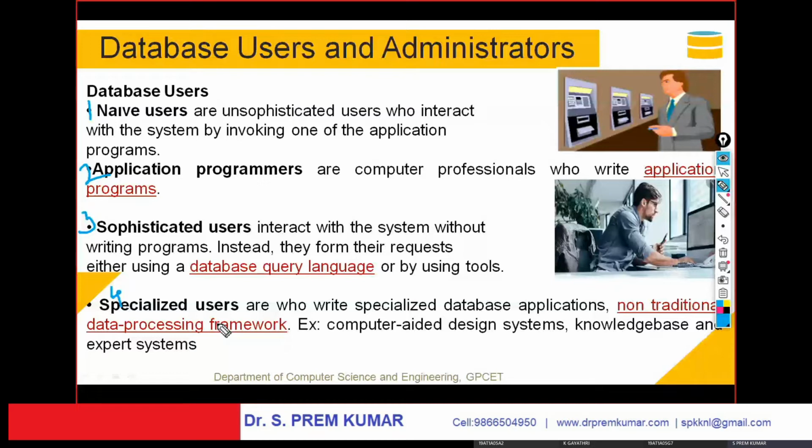The different types of users are: one, naive users; two, application programmers; three, sophisticated users; and the fourth one is specialized users. Good. Now we'll discuss naive users. I hope you have all this by heart. Now we go with the naive users.